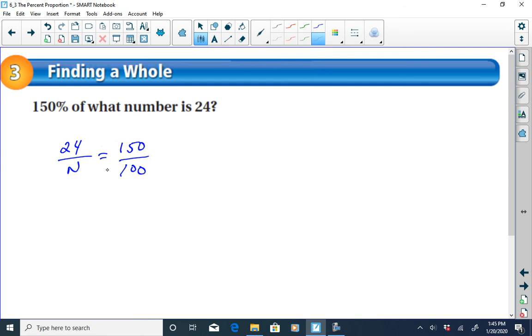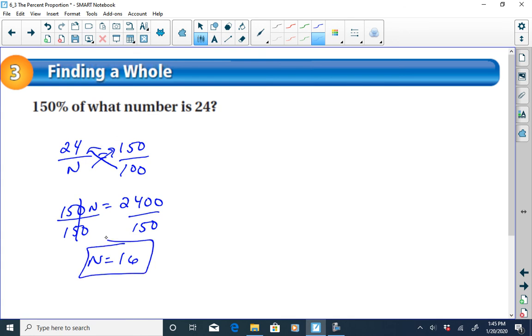All right, so we use our cross product property and we multiply 150 times n is 150n. 24 times 100 is going to be 2400. We divide both sides by 150. They cancel. When we divide 2400 by 150, we wind up with 16. So n is going to be equal to 16. So we're saying 24 out of 16 is the same as 150 out of 100, or 150%.